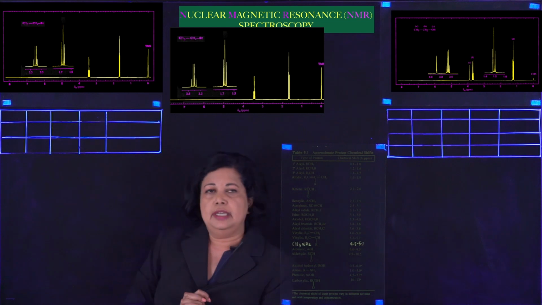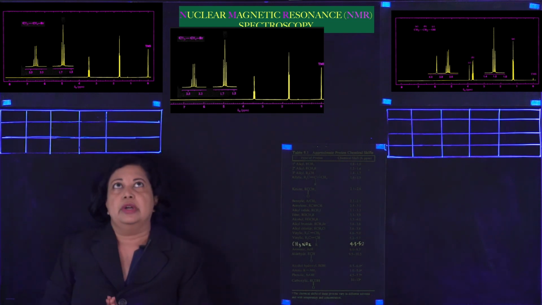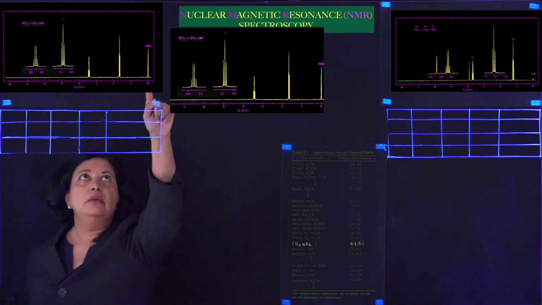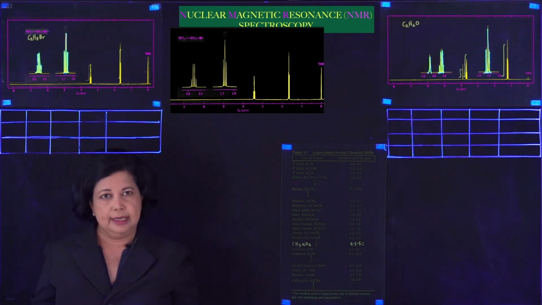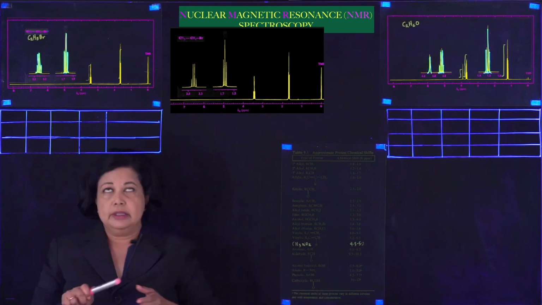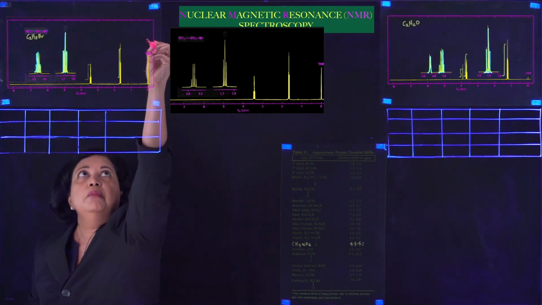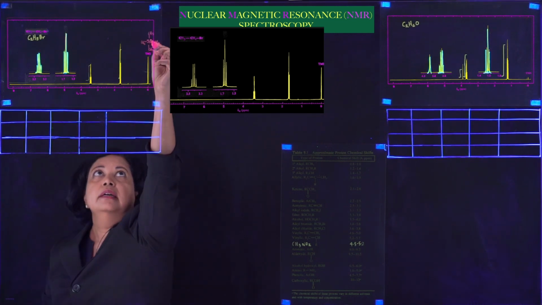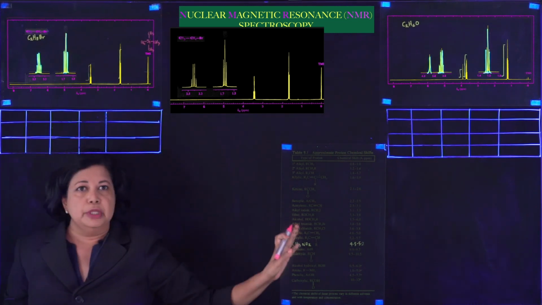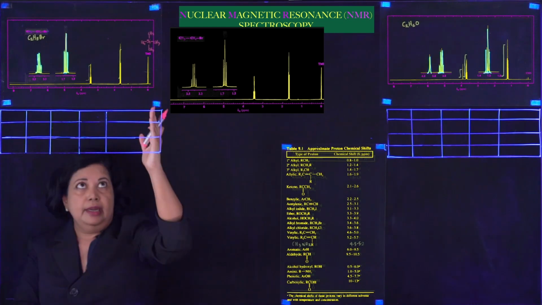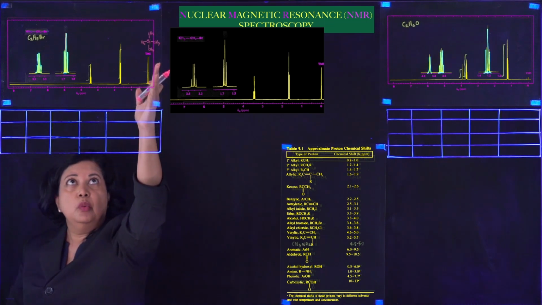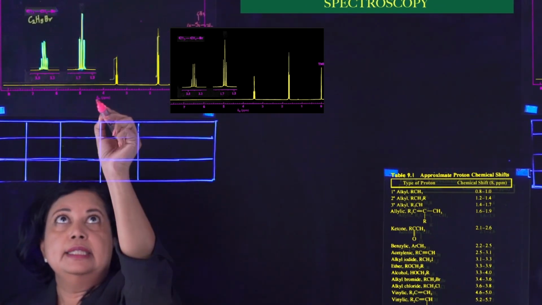There are some very important pieces of information in this graph. First of all, you will always see at 0 something called TMS, tetramethylsilane. Tetramethylsilane is the most shielded compound you can have, on a regular carbon chain, any alkane. So that's our standard, and from there we can find the chemical shift, and this is in ppm.